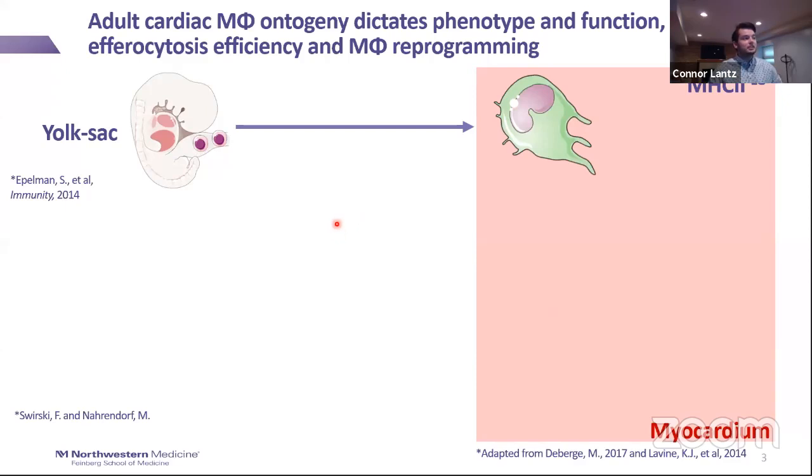Fate mapping studies have shown that during embryonic development, myeloid progenitor cells from the yolk sac are able to seed the developing myocardial tissue and give rise to tissue-resident macrophages. These tissue-resident macrophages are able to persist into adulthood through self-renewal mechanisms.